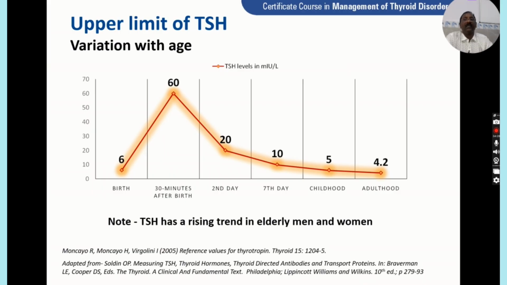This is the upper limit of the TSH, variation with the years. At birth, suppose the TSH is 6. 30 minutes after birth, it rises to 60. On the second day, 20. And slowly in adulthood, it will come down to 4.2.